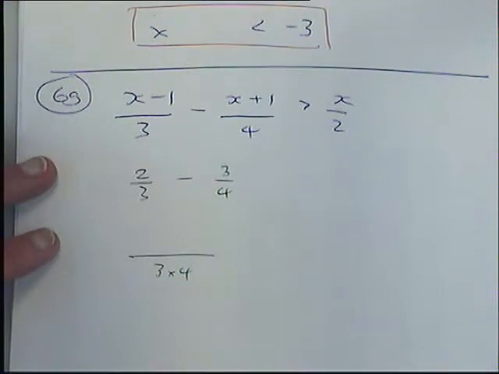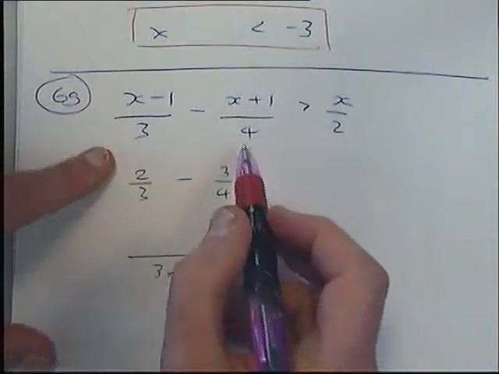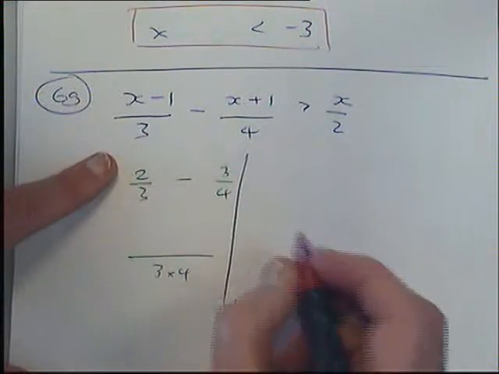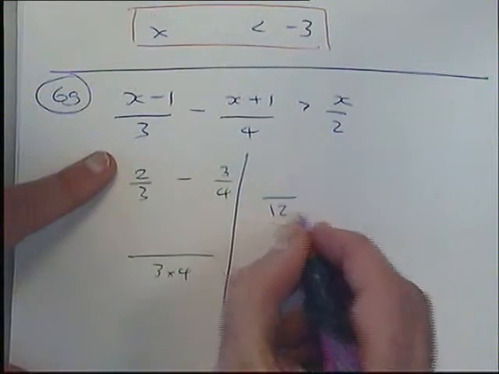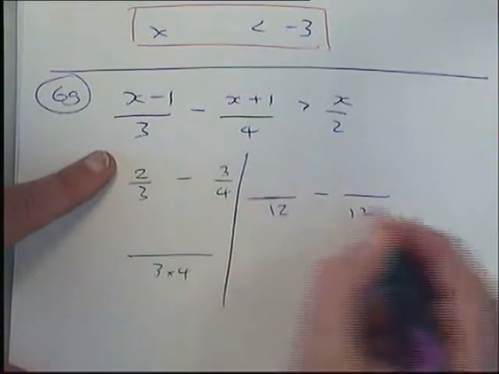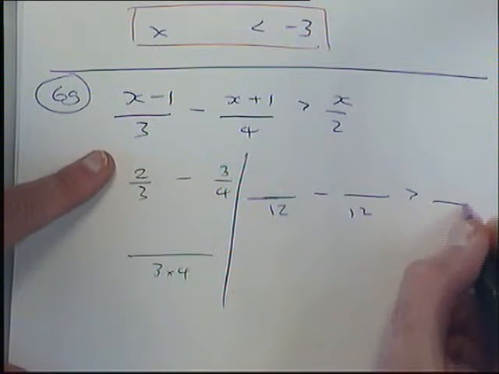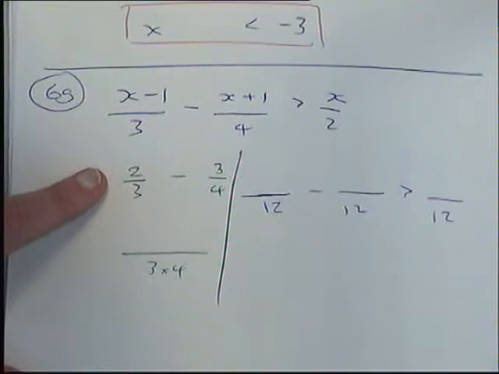Do exactly the same then over here. I am going to put this fraction and this fraction over 12. And I might as well put that one over 12 as well. Keep everything over the same denominator.